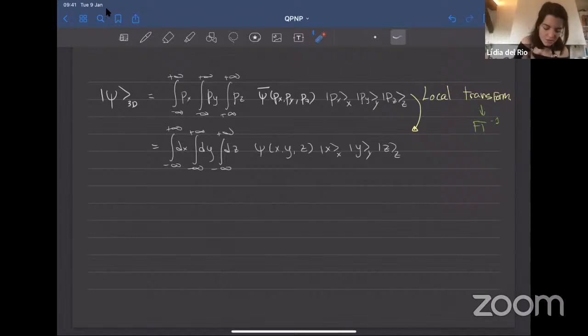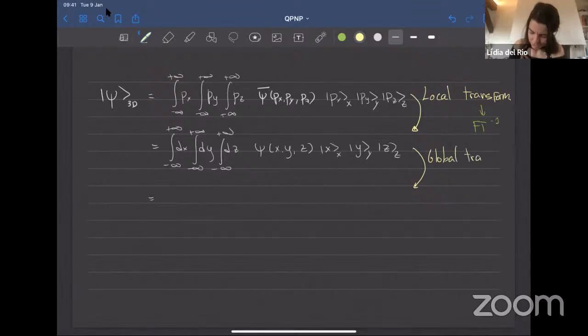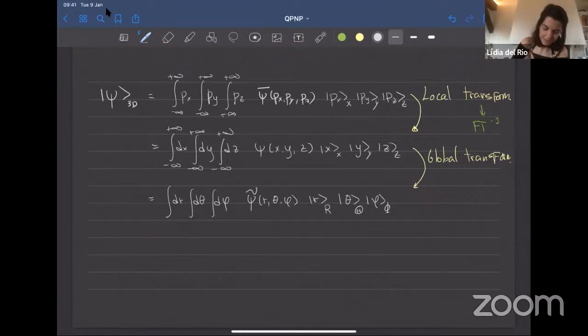Right? What we're going to do now is to apply a different type of transformation. We're going to apply a global transformation, which is going to be our change of coordinates. To say, well, now I want an integral in r, theta, and phi, and I'm going to end up here with some wave function. I put a tilde to distinguish from the others, that depends on r, theta, and phi. And the states are going to live in different Hilbert spaces now. So I don't stay inside X, I go to R, big theta, big phi. And what are the integrals now? They go from zero to plus infinity for R, pi, and two pi. Okay, so this is going to be our coordinate change.